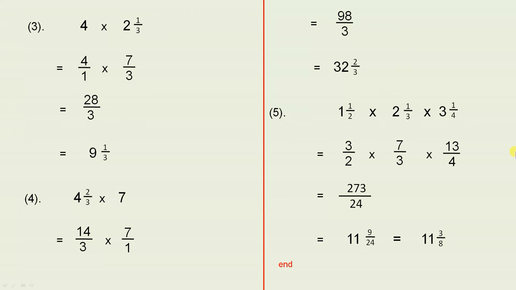So this video has introduced us to the idea of multiplying mixed fractions together, and the rules are very simple. Change each mixed fraction to an improper fraction. Secondly, multiply the numerators together. Thirdly, multiply the denominators together. When you arrive at the improper fraction, change it to a mixed fraction and simplify if possible.